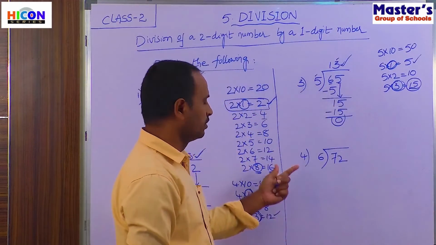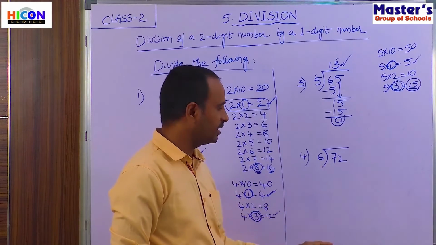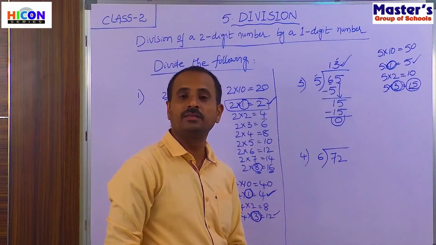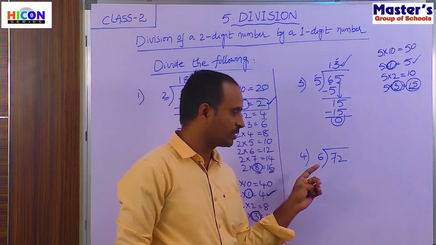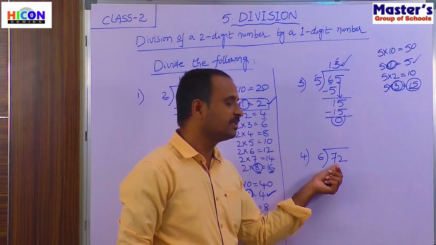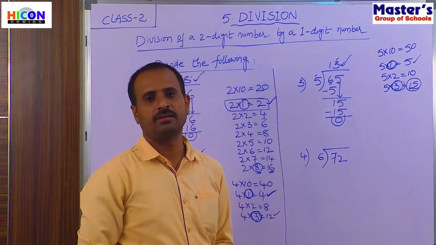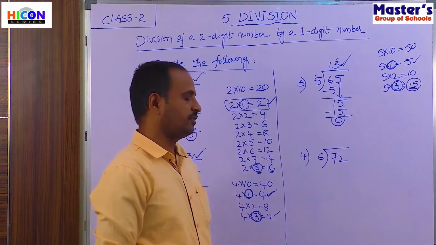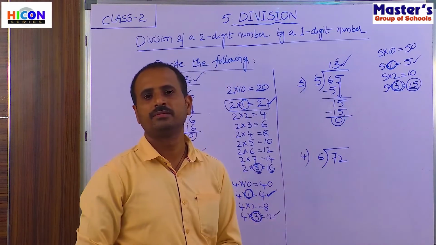So now look at the fourth division. In this division, what is the divisor here? 6 is the divisor. That means the number which is present in the left side bracket is called the divisor. And what is the dividend here? The number which is written in the middle, the 72, is called the dividend.